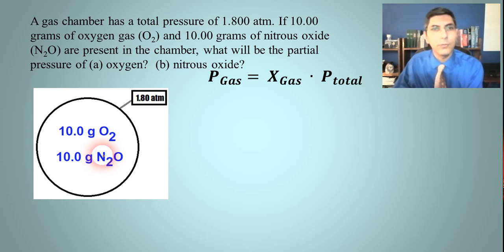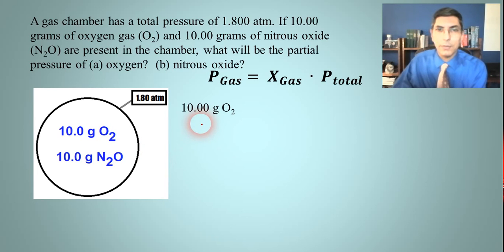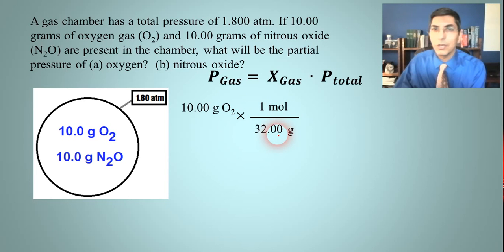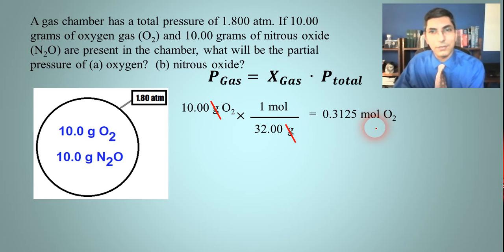We'll start with oxygen, since that's part A. So we're going to have to take the 10 grams of oxygen and convert that to moles. So in our conversion factor, we have to put grams on the bottom and moles on top. And this is O2, so that's about 32 grams per mole. And when we cancel grams and divide, we find that that gives us 0.3125 moles of oxygen.